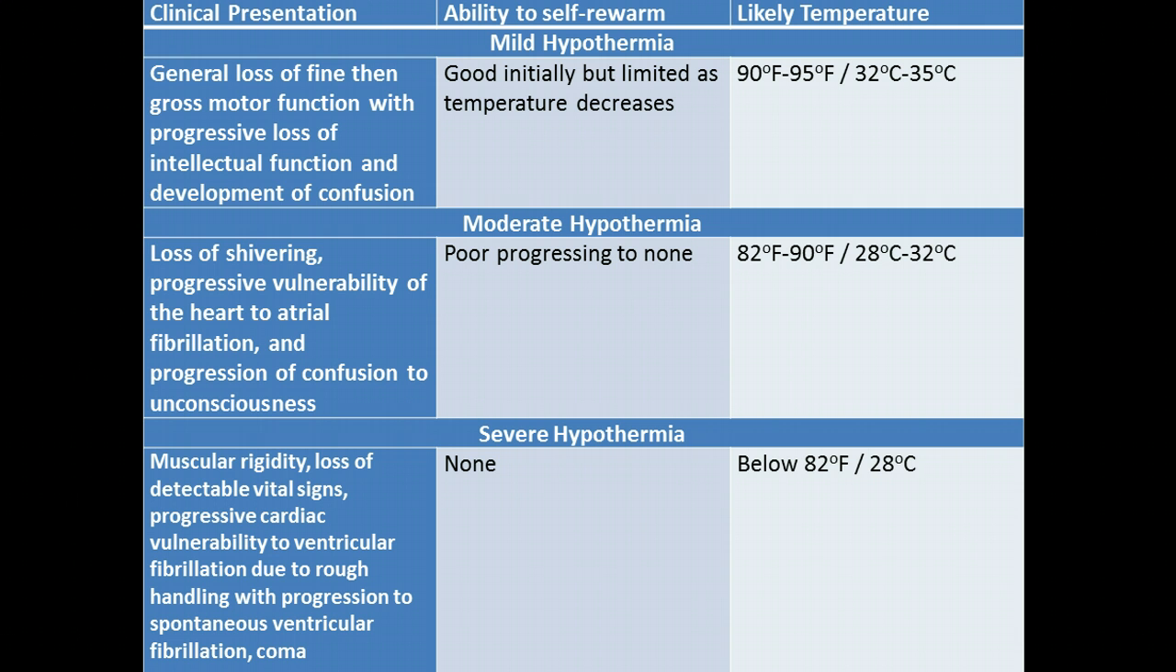In severe hypothermia, they look dead. The heart is very vulnerable to going into an irregular rhythm where the lower part of the heart just sits and quivers, called ventricular fibrillation. That can happen with rough handling. The colder they get, the more likely that will happen on its own. These patients are unresponsive. The muscles can be rigid. You may not be able to detect any vital signs, and they don't have any ability to self-rewarm. If they're going to be warmed, it's all going to be active warming, and their core body temperature is below 82 Fahrenheit or 28 Celsius.